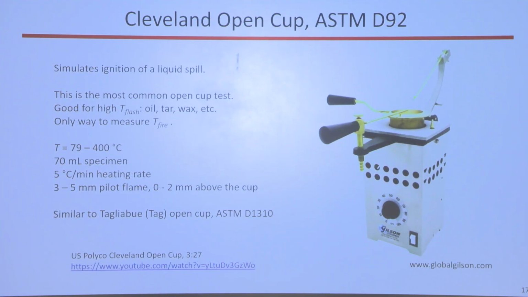It has a recommended temperature range for the fire points of 79 to 400 degrees C. It uses a 70 millimeter specimen, and you heat it at about 5 degrees per minute. And the pilot flame is 5 millimeters, about 2 millimeters above the cup.